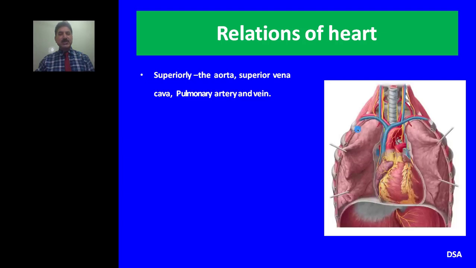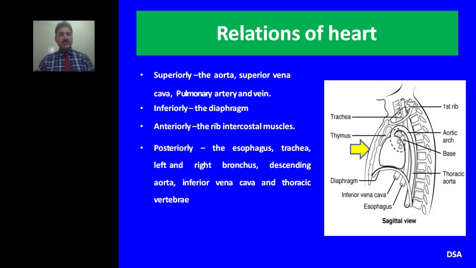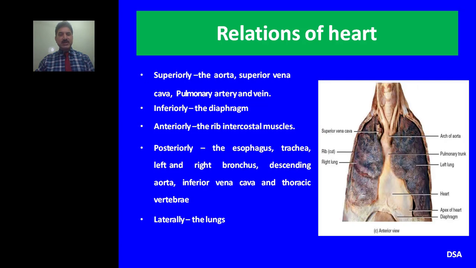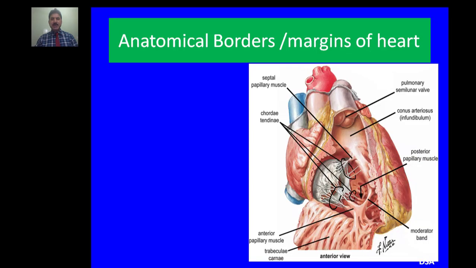Superiorly lies aorta, superior vena cava, pulmonary artery and vein. Inferiorly it rests on the central tendon of the diaphragm. Anteriorly there are ribs and intercostal muscles. And posterior to the heart, the most important relations are esophagus, trachea, left and right bronchus, descending aorta, inferior vena cava, and thoracic vertebrae. Laterally, it is related to right and left lungs.